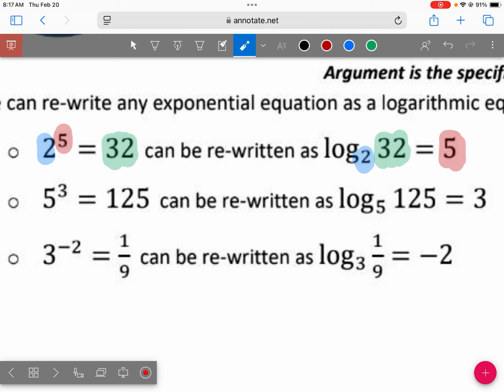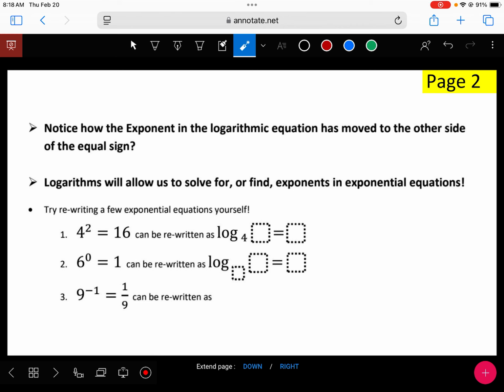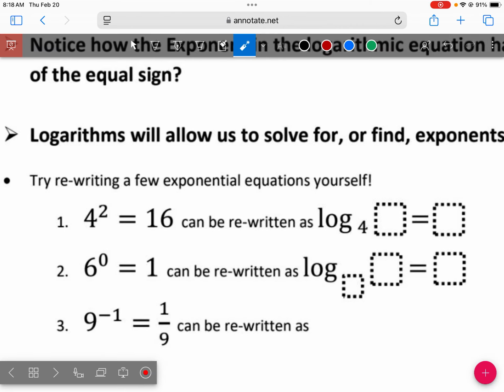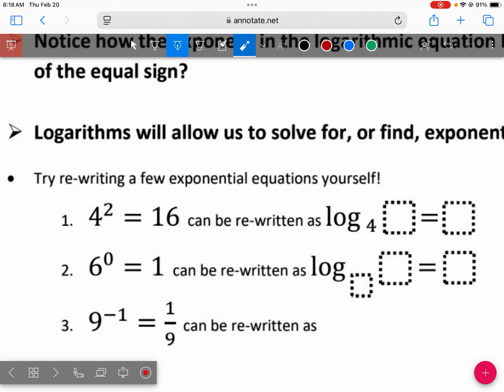Now let's practice doing some rewriting on our own. Let's look at this next example. We have 4 to the power of 2 equals 16. First things first, whatever number is your base, that's always the number closest to the log. Do you see how this little bitty 4 is already there? That's where that would go.